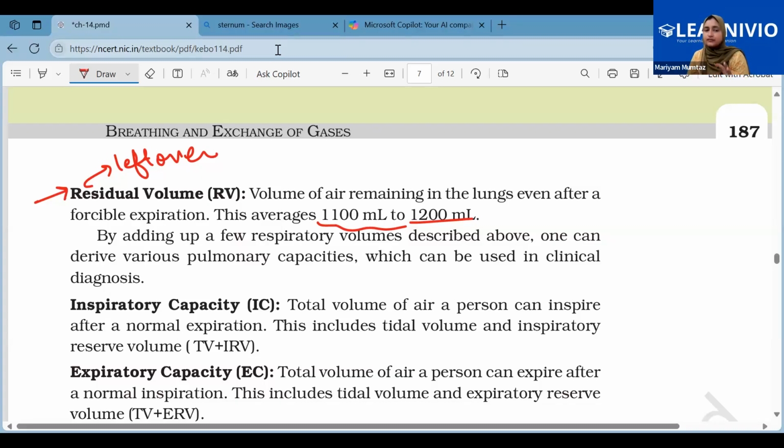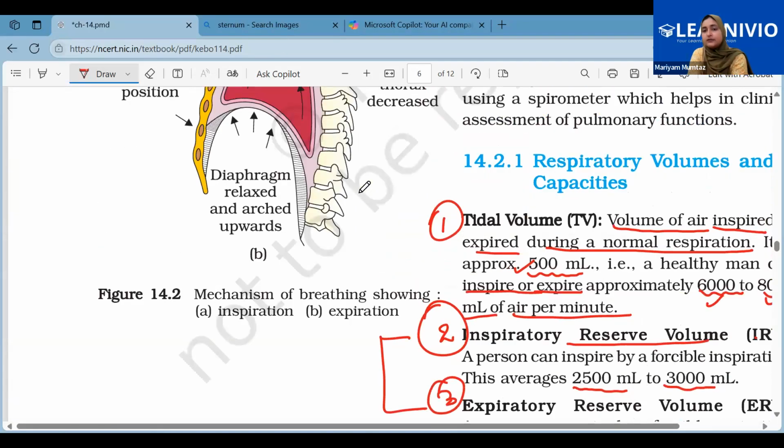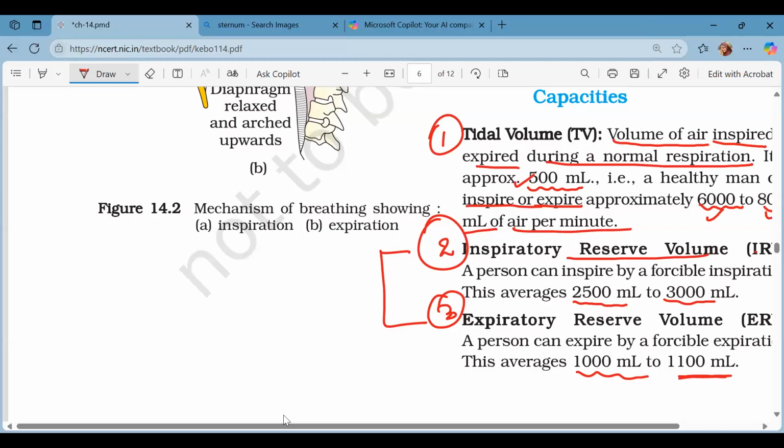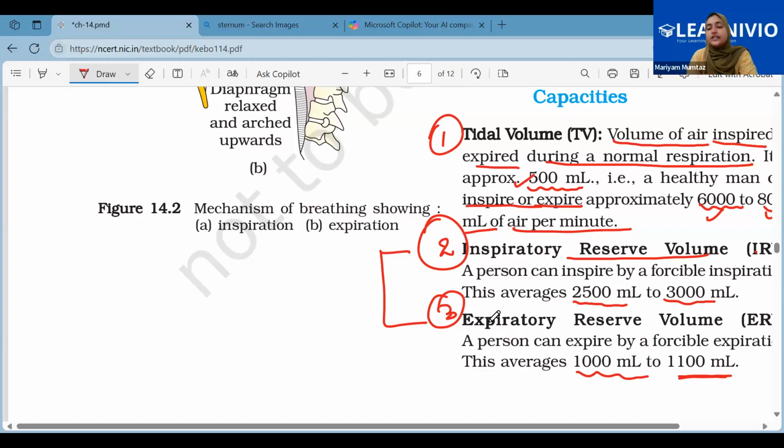So those are the different kinds of respiratory volumes. Once you remember these four volumes, the respiratory volumes you have seen up until now, you won't need to remember anything else.